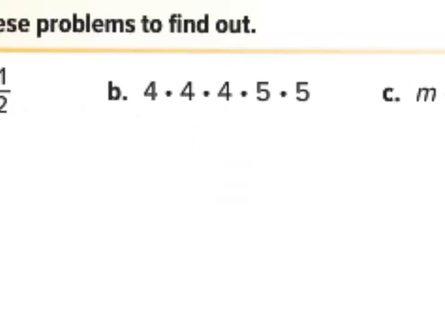B. I see that we have 2 different bases here. We have a base of 4 and a base of 5. 4 to the third power times 5 to the power of 2, right? And then for C, we have variables. We have m, and m here again. So I see that I have 3 of them, and then I have 2 n's, right? So I have m to the power of 3 times n to the power of 2. I hope you got these correct.